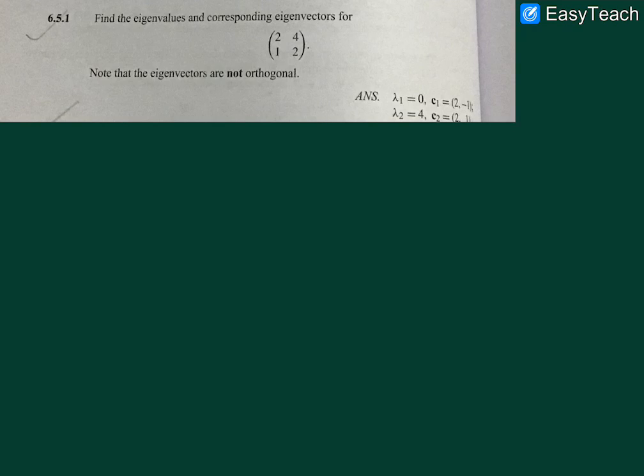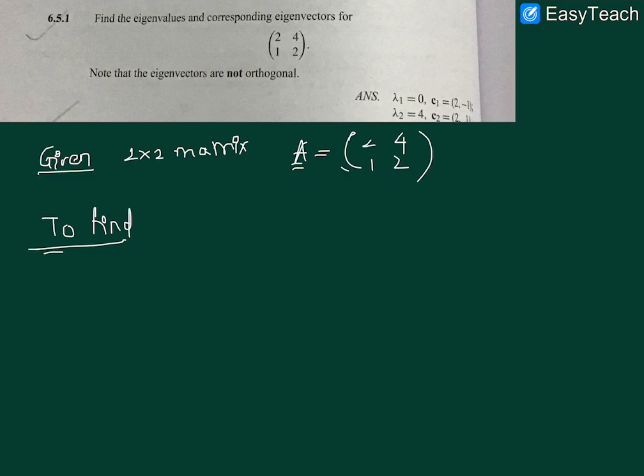Let us solve question 6.5.1, wherein we are given a 2 cross 2 matrix. And we have to find eigenvalues and corresponding eigenvectors for the same. So given a 2 cross 2 matrix A, 2 4 1 2, to find eigenvalues and eigenvectors.